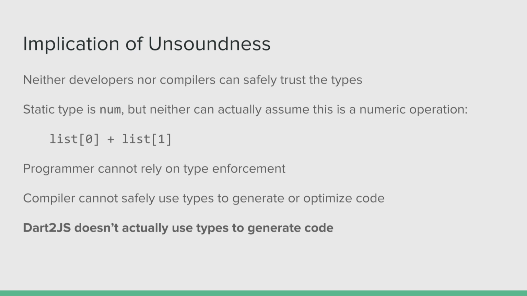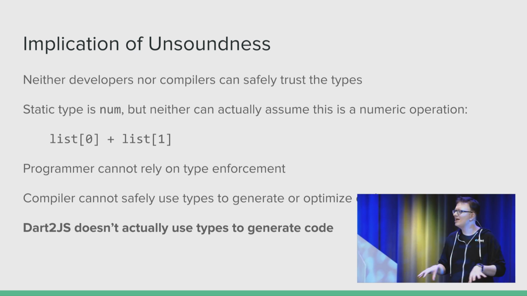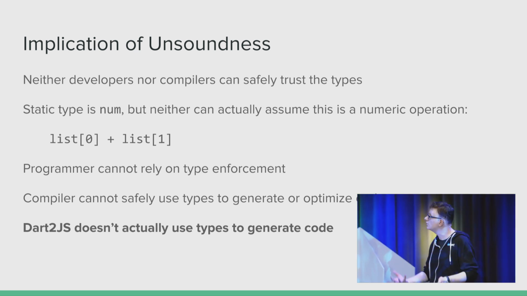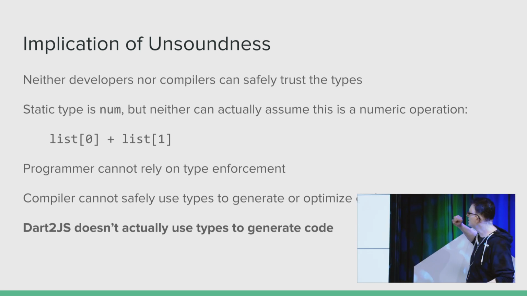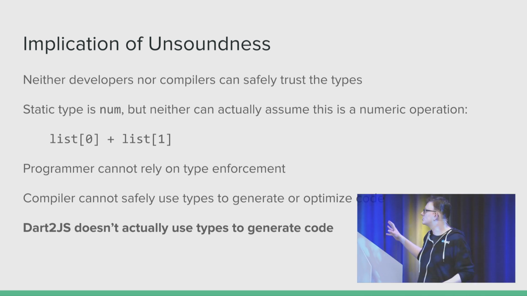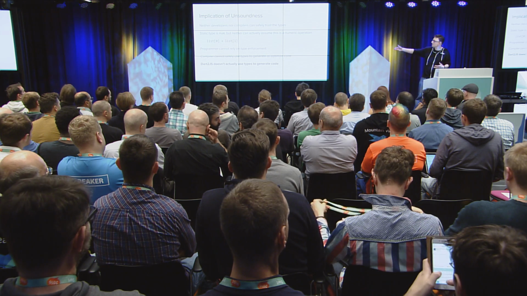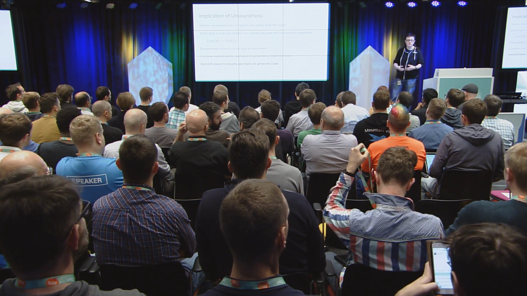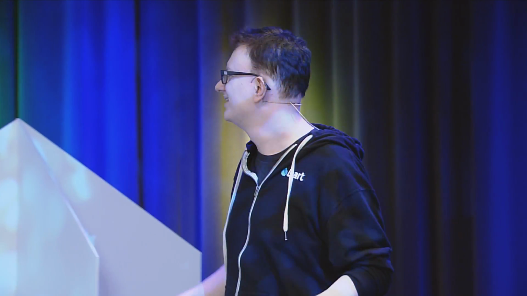There's an interesting implication to this for those of us who are actually developing tools or writing compilers, or even for developers who are trying to reason about the code. And that's that we can't really use those static type annotations, or we couldn't before. The static type of that expression, adding the two list elements, is num, but the compiler can't assume that that's a numeric operation. We can't just generate standard JavaScript plus if we are generating code from that. It could be anything. Dart has operator overloading, so even though plus would work for a string, it wouldn't work for a cat. I'm not sure exactly how you'd add two cats, but those things can happen, I suppose.